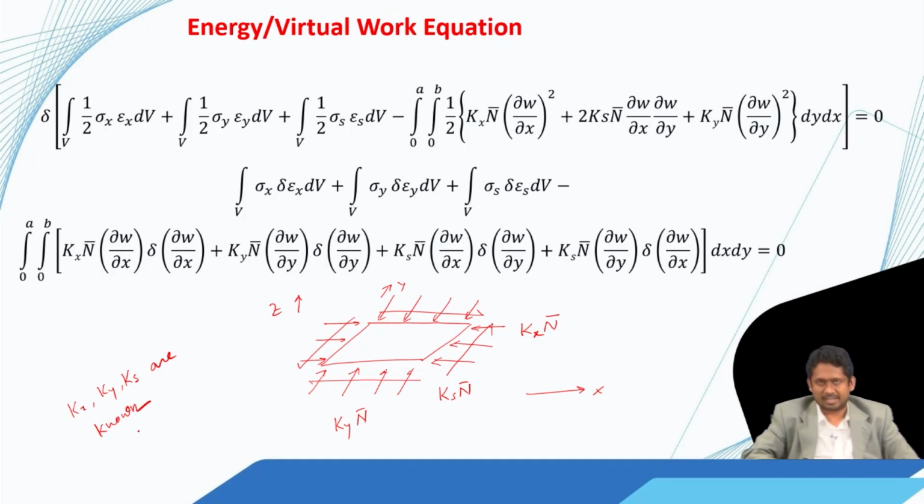We need to find out n bar which causes buckling, and if we know n bar we can find out the compressive force, the shear force, and both together. For example, if Ks is equal to 0, that corresponds to a purely biaxial compressive load. If Ks and Ky both are 0, it denotes only uniaxial compression along direction x, and if everything is present, it is a combined case. If only Ks is non-zero and the rest are 0, then it is a pure shear case.